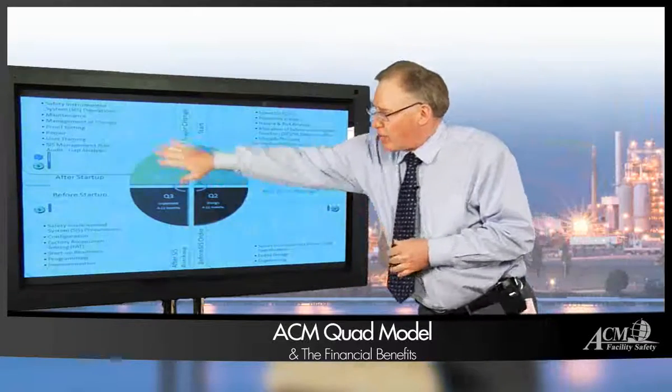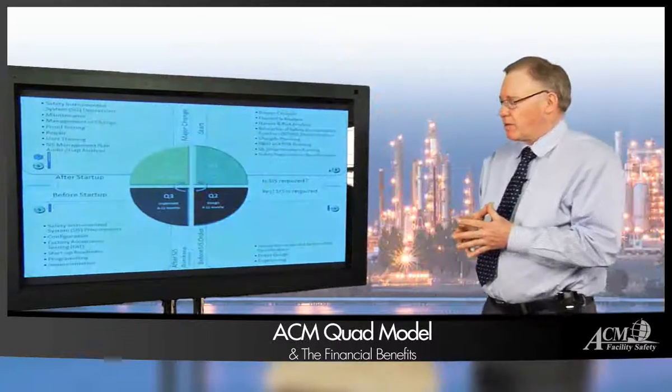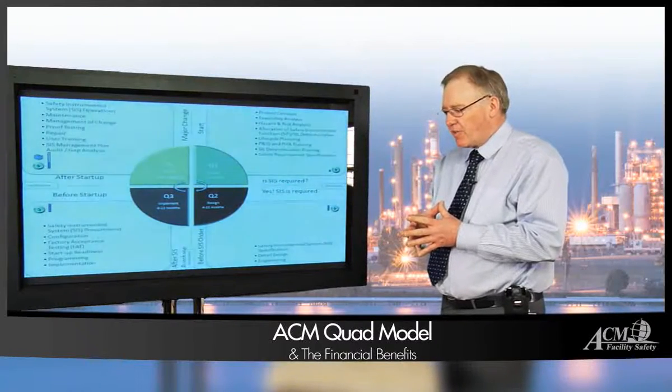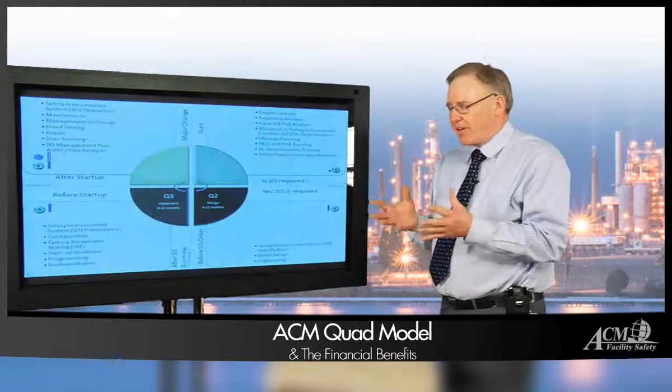And then you have quadrant 4, which is the operations and maintenance quadrant. And the opportunity for cost savings there is obviously if you have fewer components to maintain, fantastic.